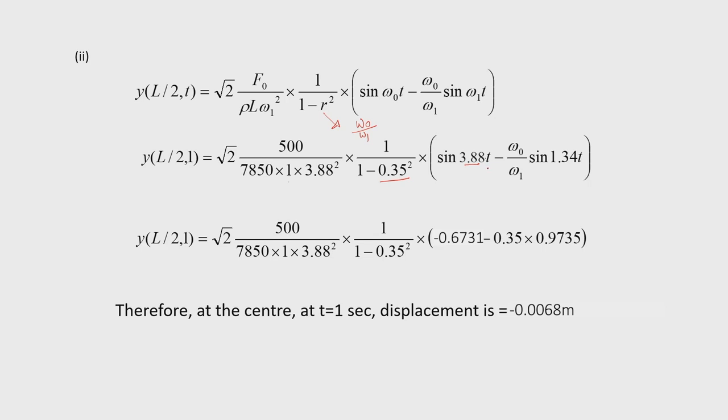So at any instant of time, say t is equal to 1 second, we now substitute here t is equal to 1. But remember that sin 1.34 should be in radian. So calculate this sin function with radian. So we are getting 0.9735, and here this ratio is 0.35 into 0.9735, bracket closed. Other data is 1 by 1 minus 0.35 square, and this data is 500 divided by 7850 into 1 into 3.88 square and root over 2.